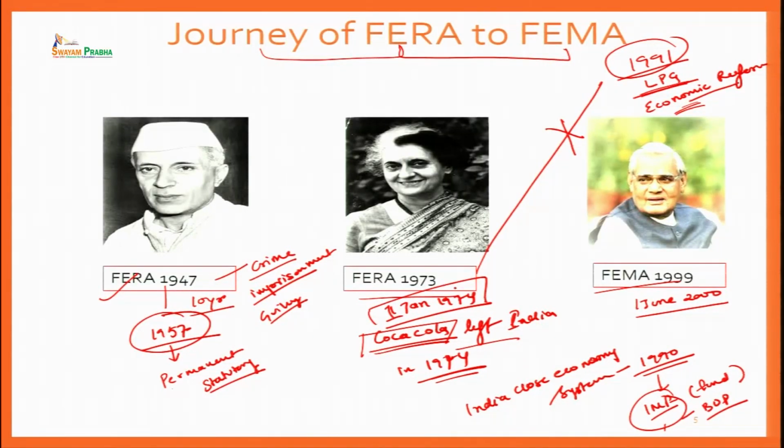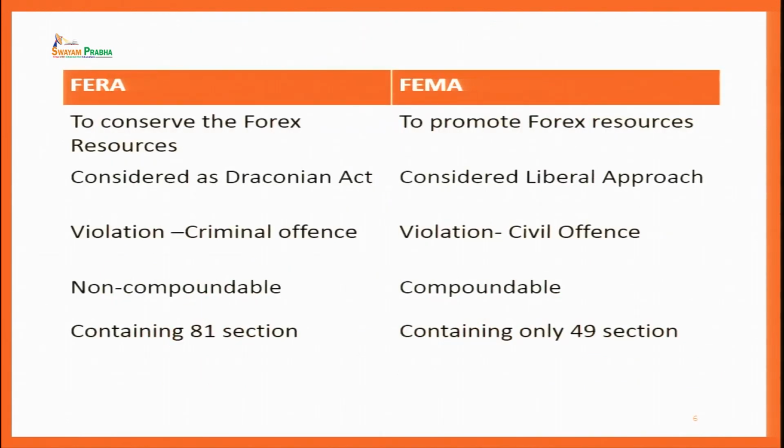So they had no choice. They had to execute and come up with the economic reform, and they realized that the economic reform was contradicting the existing FERA. So they came up with changes and modifications, and the FEMA came into practice on 1st June 2000. Let us look at some more differences, and you will be able to understand more accurately what changes have been brought from FERA to FEMA.